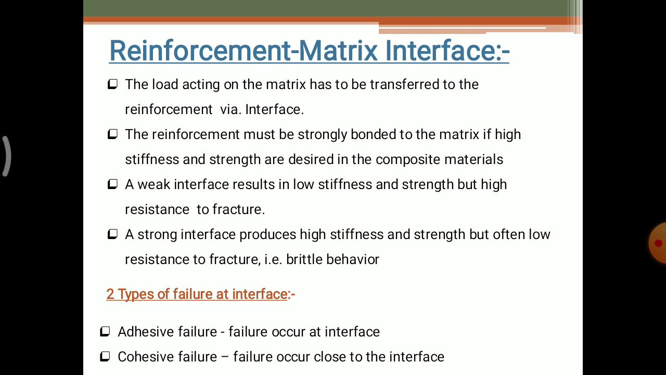In the earlier picture we have already seen that the boundary between the primary phase and secondary phase is the interface. The reinforcement must be strongly bonded to the matrix if high stiffness and strength are desired in the composite materials. In a composite we define new properties by combining two or more materials to form a composite material.